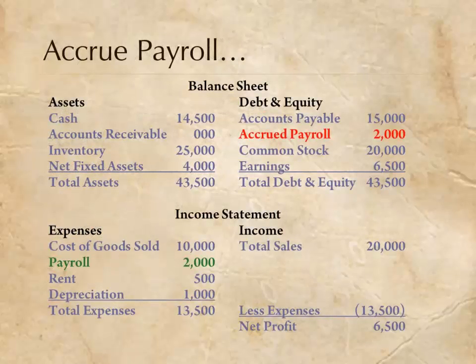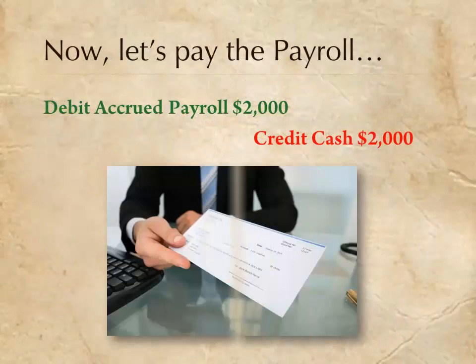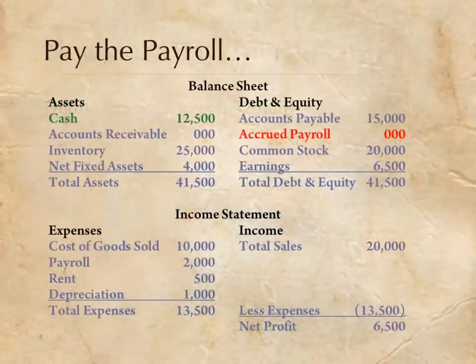We see that payroll expense is increased by $2,000. So is accrued payroll. We will pay this accrued payroll liability in the following month when we print paychecks. We won't be expensing anything because the payroll expense was already accrued. We debit accrued payroll for $2,000, and we credit cash for $2,000. As a result, cash went down $2,000, and accrued payroll went to zero.